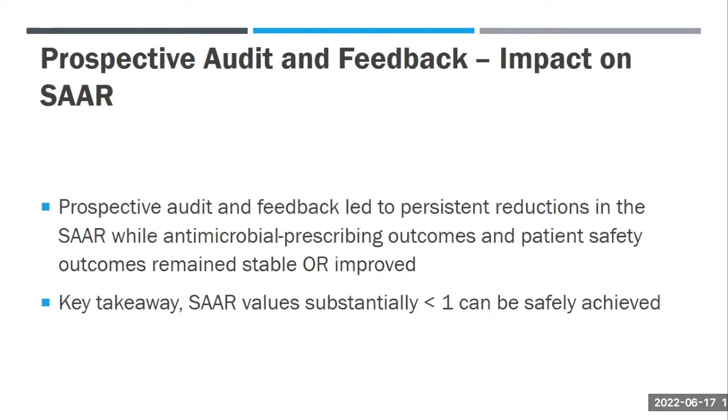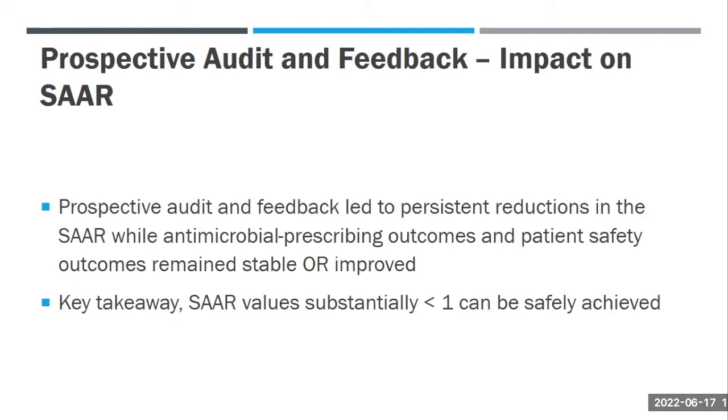So if you're increasing your prospective audit and feedback, that's generally going to lead to improved antimicrobial selection. And in this case, also led to reduced antimicrobial utilization at the facility, which I think, in my experience, I would definitely agree with. The last thing of note, and really the key takeaway for me from this study, was that they were able to demonstrate that SAAR values substantially less than 1 can be safely achieved. And so they ended up with values less than 0.8, in one case 0.6.